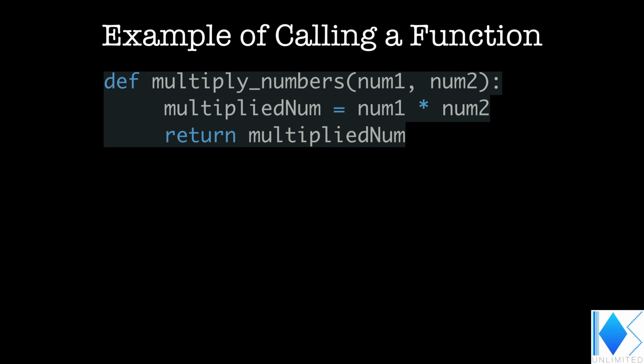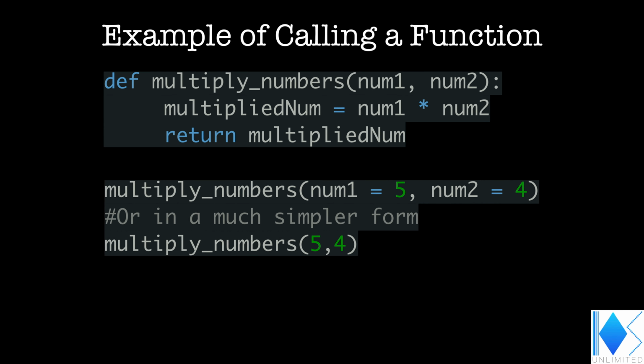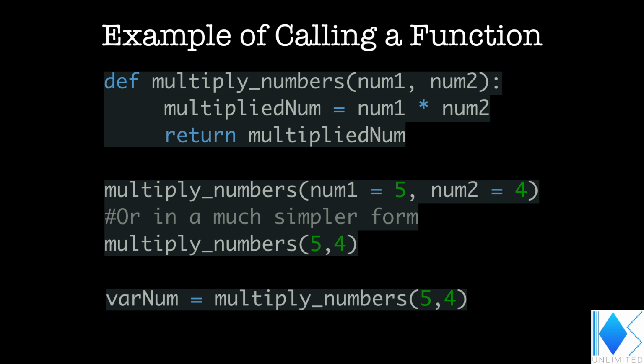We can use multiply numbers function as follows. Calling the function and then inside the parentheses give the parameters. There are two ways of passing parameters as demonstrated in this example. One is to give the parameter name and set it equal to the value you want to parse. Second is to use the values of the parameters. This will return the value of 5 multiplied by 4, which is 20. We can put the returned value into a variable to retrieve it at a later stage.